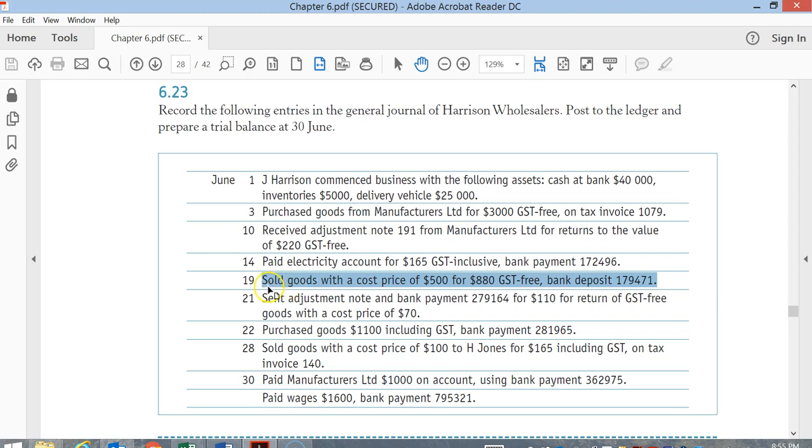So first of all, we deal with the sold goods at the sale price. Key point here, GST free, so it's a little bit easier. We're not worrying about GST collected or GST credits received. So our two accounts: first of all, to account for the sale, it's a bank deposit, so we've received cash. Our cash at bank's going up, so it's going to be debit cash at bank and credit sales.